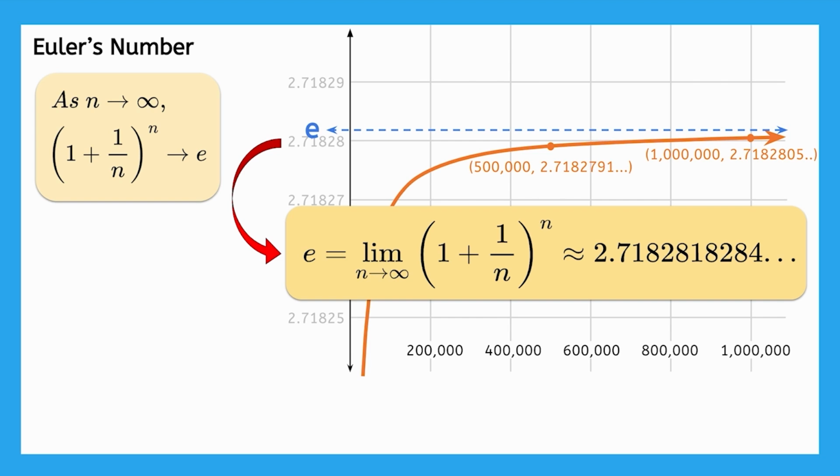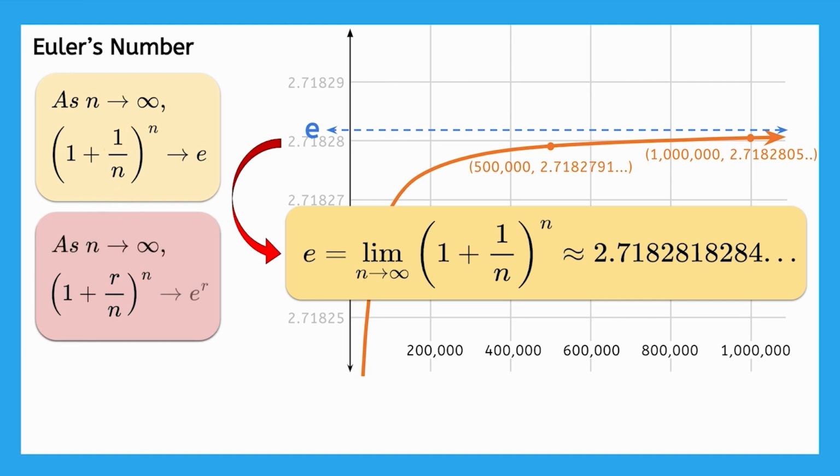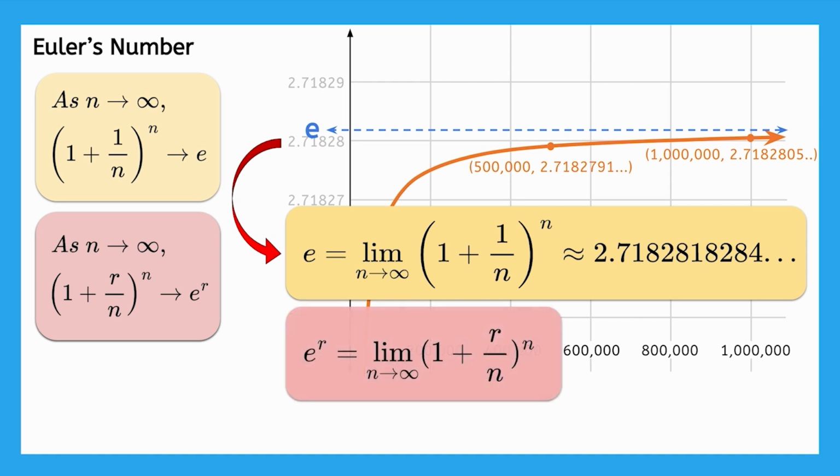Furthermore, remember how that 1 on top of the n originally represented an annual interest rate of 100%? Here's another very interesting property of E. It turns out that if we replace that 1 with a general interest rate r, as n approaches infinity, the expression approaches e to the r. Written in limit notation, e to the r equals the limit as n approaches infinity of 1 plus r over n to the n.